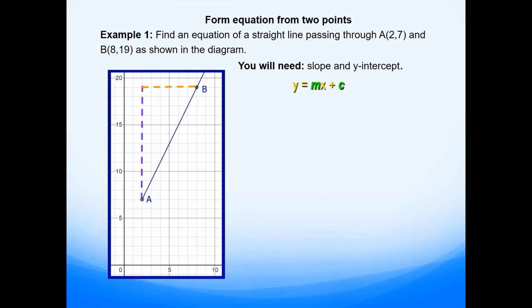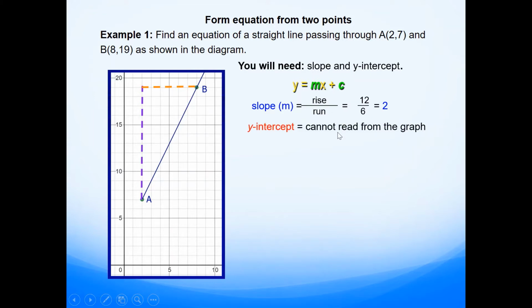So slope is given by rise over run. So you can see the rise value here is 12. It started at 7 and has gone to 19 as a y value, so that's the change in y value, and across the run value is 6, so the gradient is 2. Then we'll look at the y-intercept.